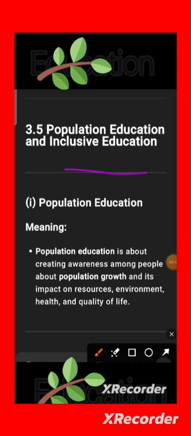Population education. Population education is an educational process which helps individuals understand the impact of population growth on economic, social and environmental development. So population education is about creating awareness among people about population growth and its impact on resources, environment, health and quality of life.